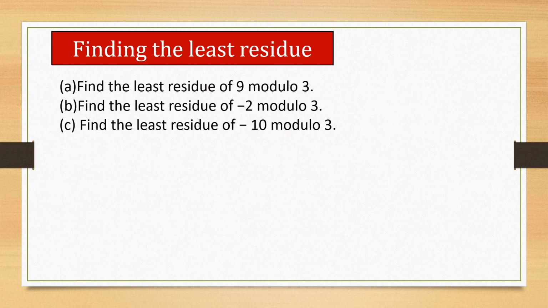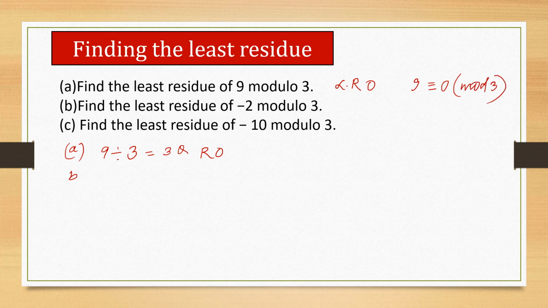Next, some examples for modulo 3. First is find the least residue of 9 modulo 3. We know that when 9 is divided by 3, we get 3 as quotient and remainder as 0. So it is simple, your least residue is 0. Or if you want to write it in modular form, 9 is congruent to 0 modulo 3.